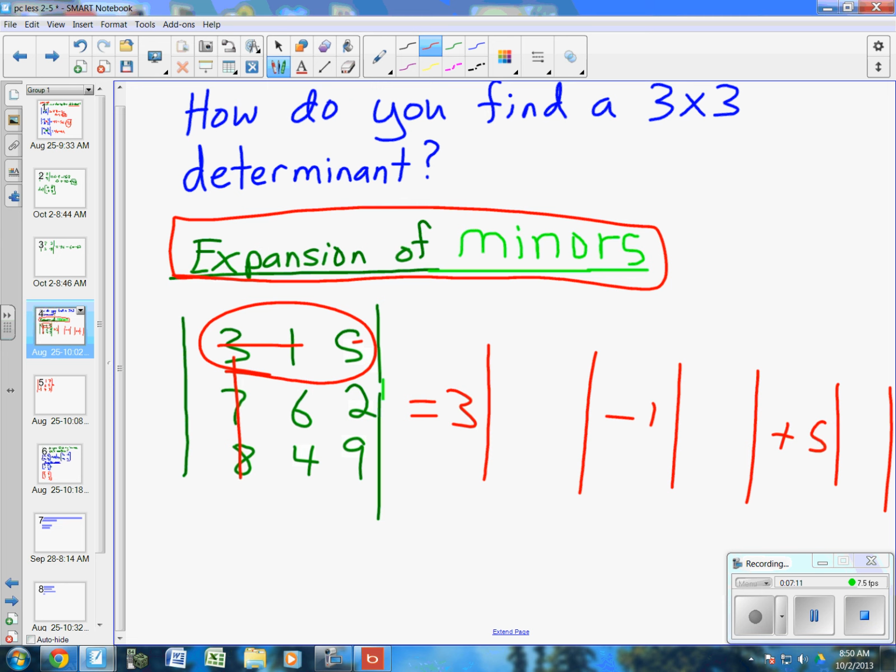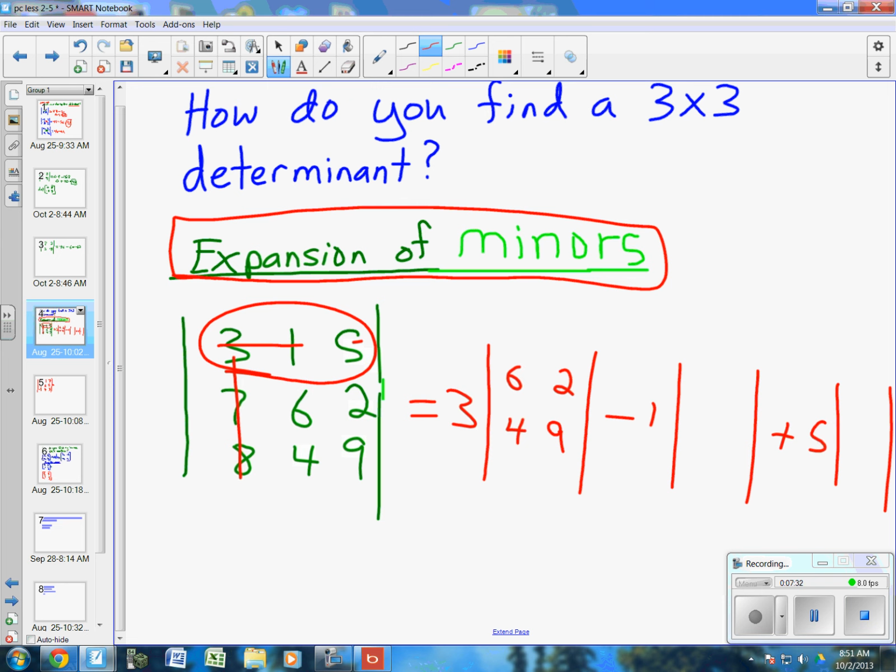6, 2, 4, 9. So we're going to go 6, 2, 4, 9. By the way, there are proofs on why this works. I'm not taking the time to show them to you right now. There's some information in your book if you'd like to look at those. Okay? Then I go to the 1.